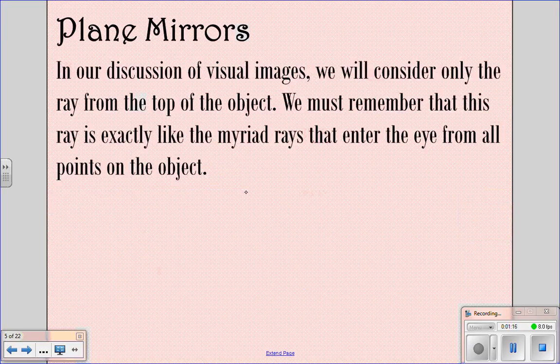In our discussion of visual images, we're going to consider only the ray from the top of the object. So we have to remember that this ray is exactly like the myriad rays that enter the eye from all points on the object, but we are going to only consider the ray from the top of the object.